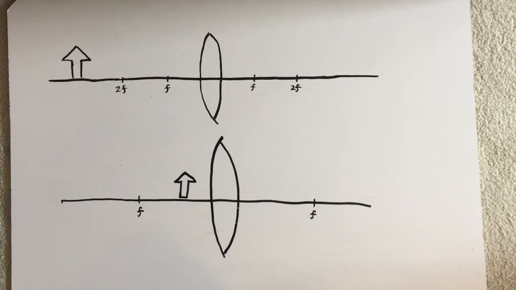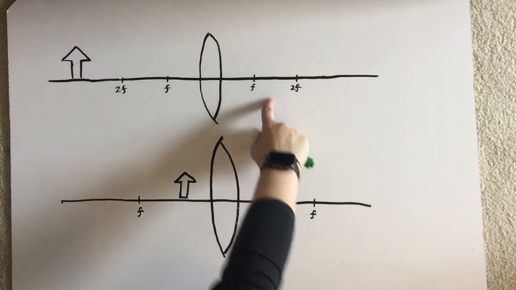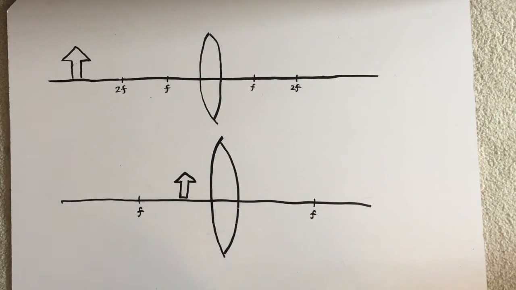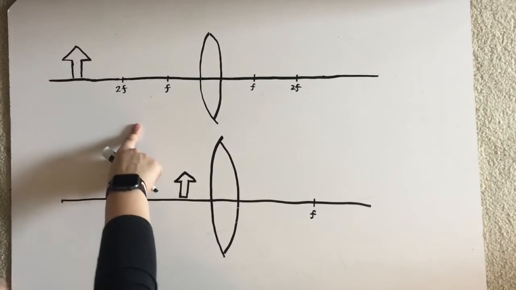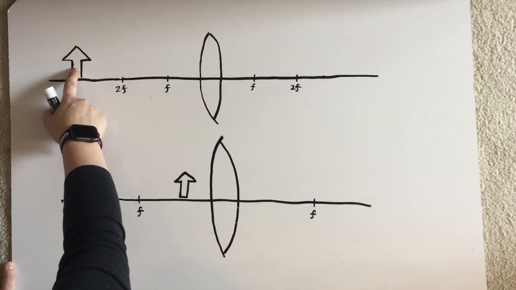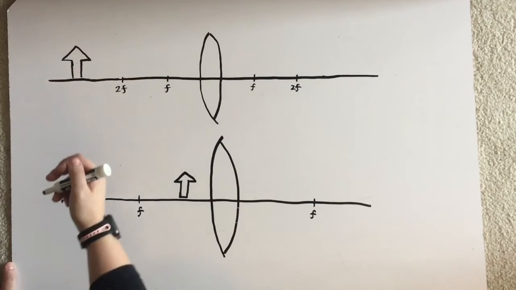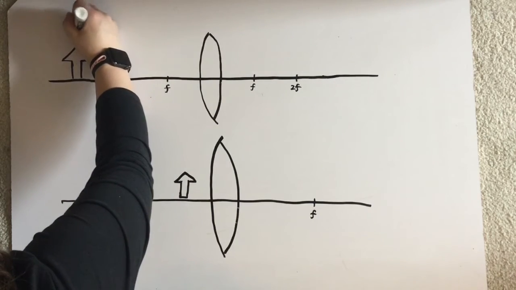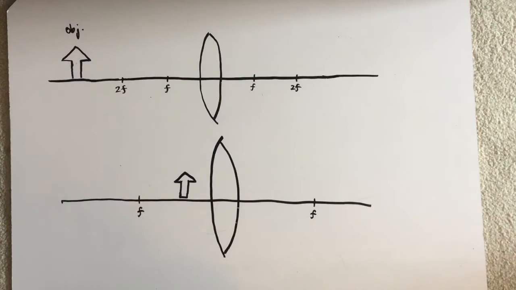To do this, we're going to do something called ray tracing. First thing that we do is we have this setup here. We have two of these setups. We have two lenses. These are unrelated to each other. This arrow here, that's our object. You can think of that as the lamp or as the octopus.